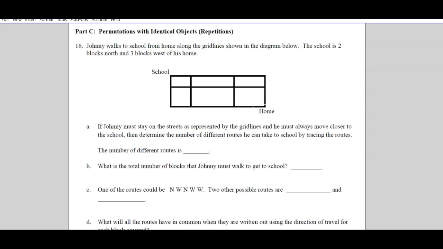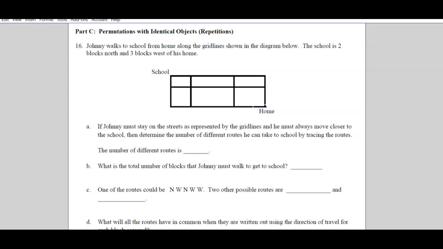It says Johnny walks to school from home along the grid lines shown in the diagram below. The school is 2 blocks north and 3 blocks west of his home. So he's starting here and going there. Johnny must stay on the streets as represented by the grid lines and always move closer to school. So he's not going to go a block and come back home, and then go 2 blocks and come back home. That would mean there's an infinite number of ways for him to get to school, because he'd be going back and forth forever. So he's always either going up or going to the left.